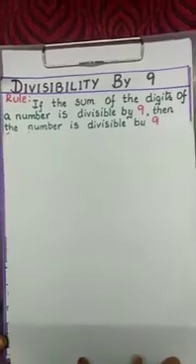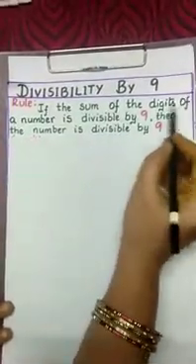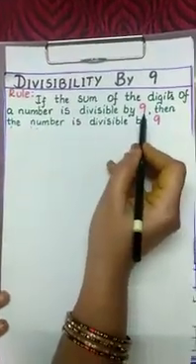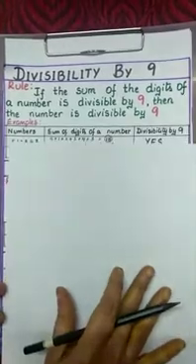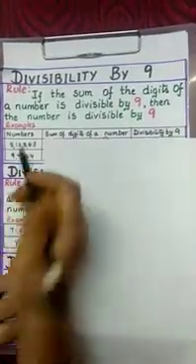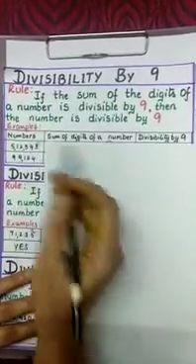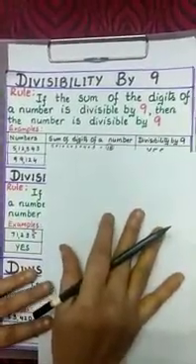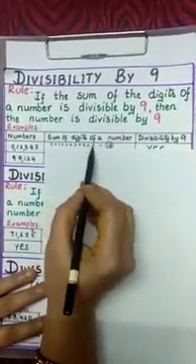So the rule for divisibility by 9: if the sum of the digits of a number is divisible by 9, then the number is divisible by 9. See, here are some examples. First one, 5,12,343. Let us find the sum of digits. 5 plus 1 plus 2 plus 3 plus 4 plus 3.